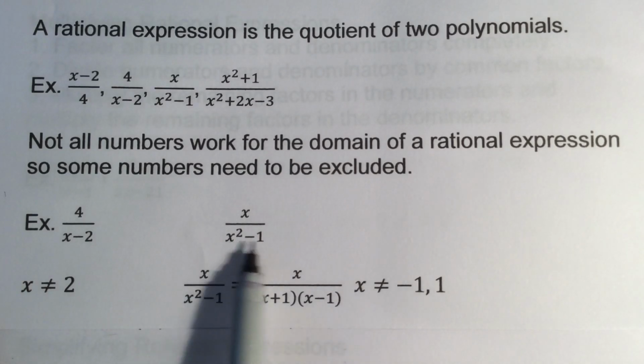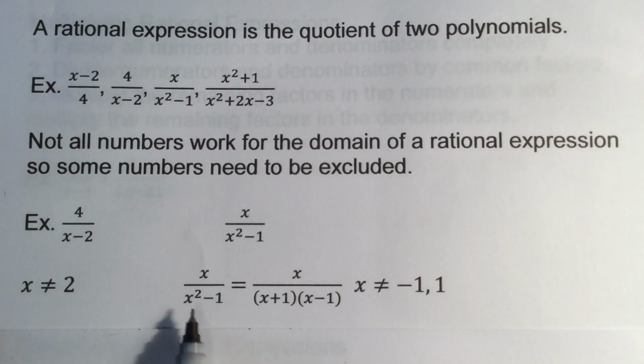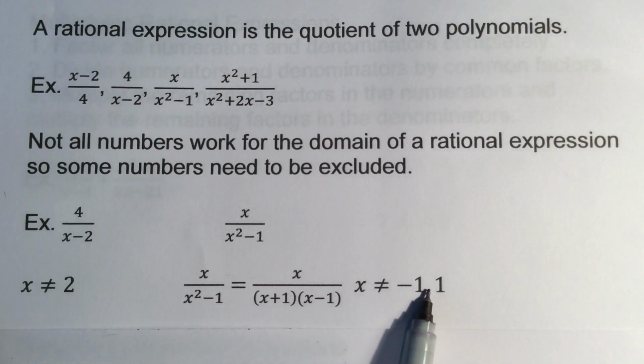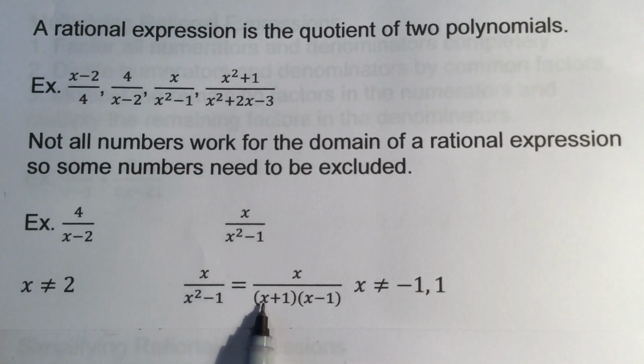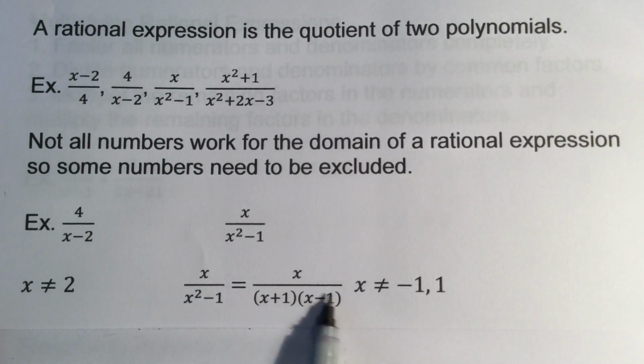Here, a little more complicated. This is the difference of squares, so we have to factor that out, and so then we get two different ones of a negative 1 and 1 that would cause these to be 0. Because here, if we put a negative 1 in, that causes it to be 0, and anything times 0 makes the whole bottom 0. Here, if we put 1 in, we get 0, and so on.